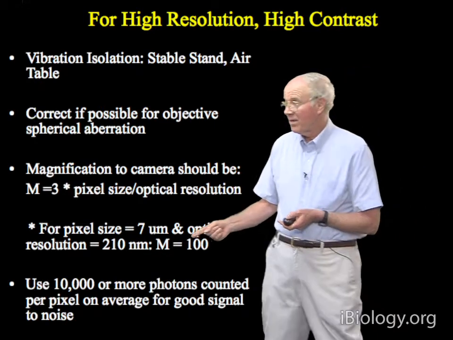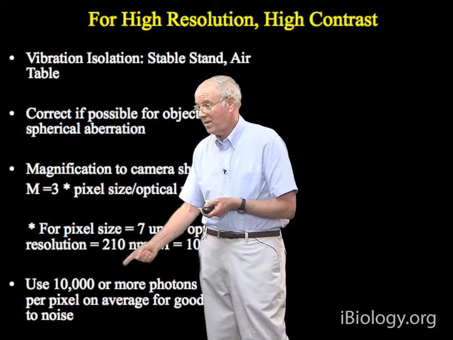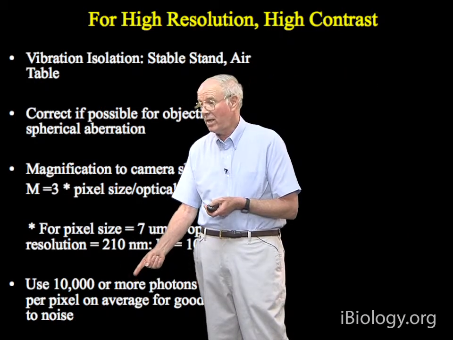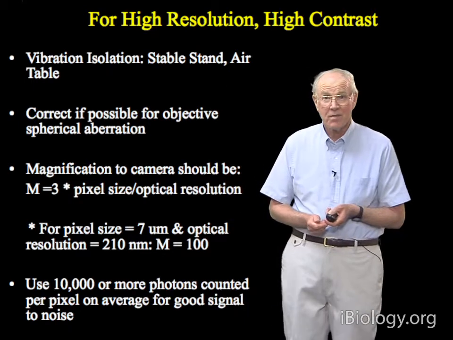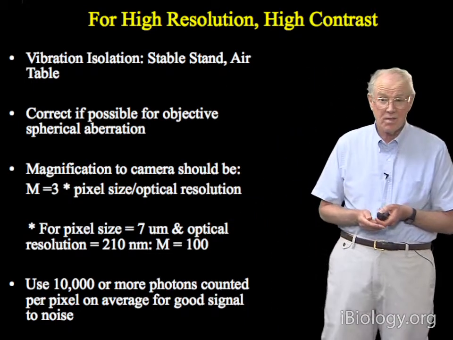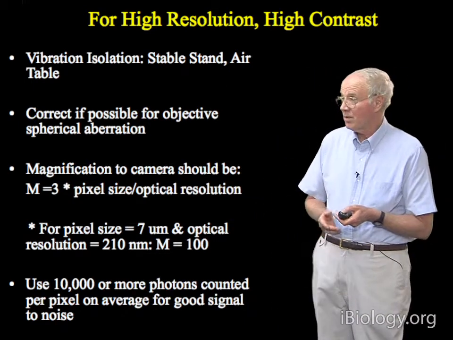And finally, if you're going to really be able to define position accuracy well, you're going to need 10,000 or more photons counted per pixel on the average for good signal to noise. Right? So you need bright light sources or long enough exposures.